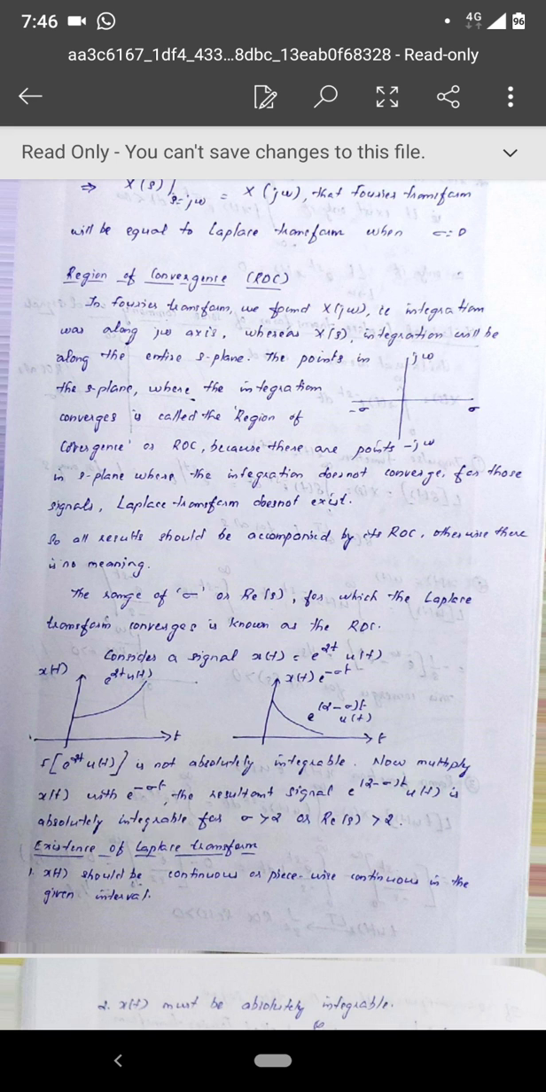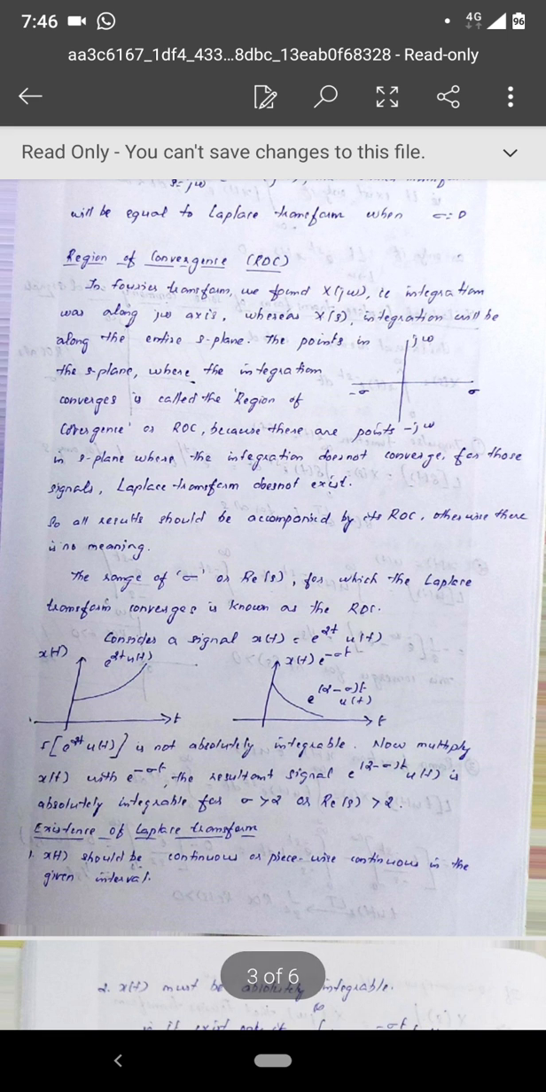Whereas if we multiply such a signal x of t with e raised to minus sigma t, we already have e raised to 2t, and then we multiply the whole signal with e raised to minus sigma t. If you take t common, it becomes e raised to (2 minus sigma) t u of t. So that actually converges, as t tends to infinity it tends to 0. How long will e raised to (2 minus sigma) t u of t converge? That will converge only for values of sigma greater than 2.